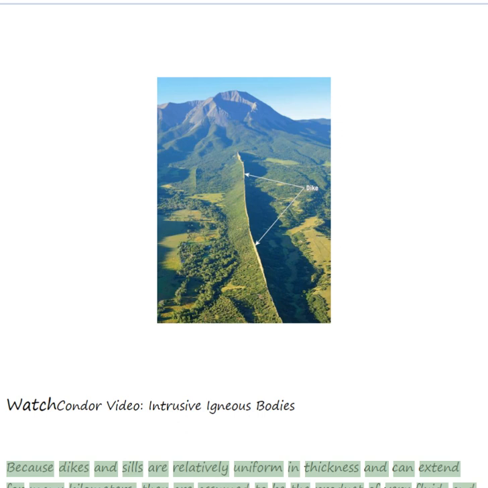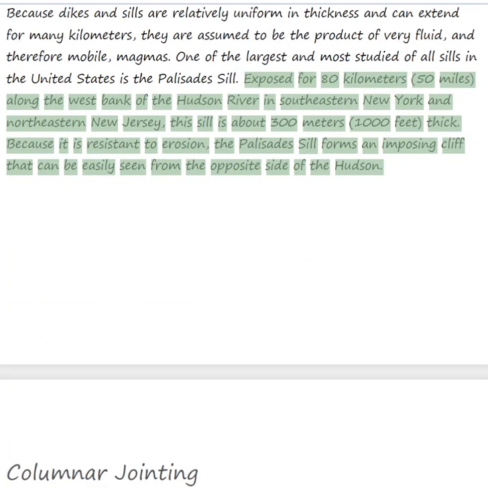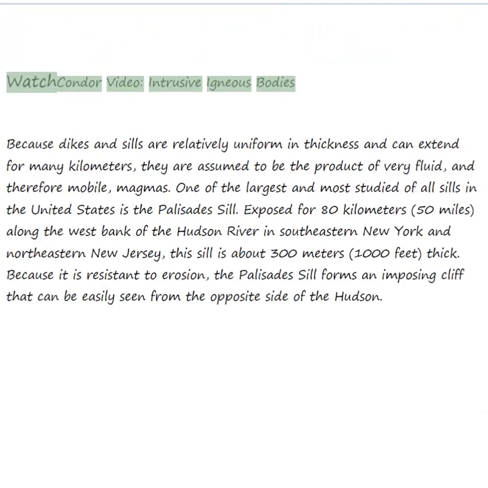One of the largest and most studied of all sills in the United States is the Palisades Sill. Exposed for 80 kilometers along the west bank of the Hudson River in southeastern New York and northeastern New Jersey, this sill is about 300 meters thick. Because it is resistant to erosion, the Palisades Sill forms an imposing cliff that can be easily seen from the opposite side of the Hudson. Watch Condor Video, Intrusive Igneous Bodies.